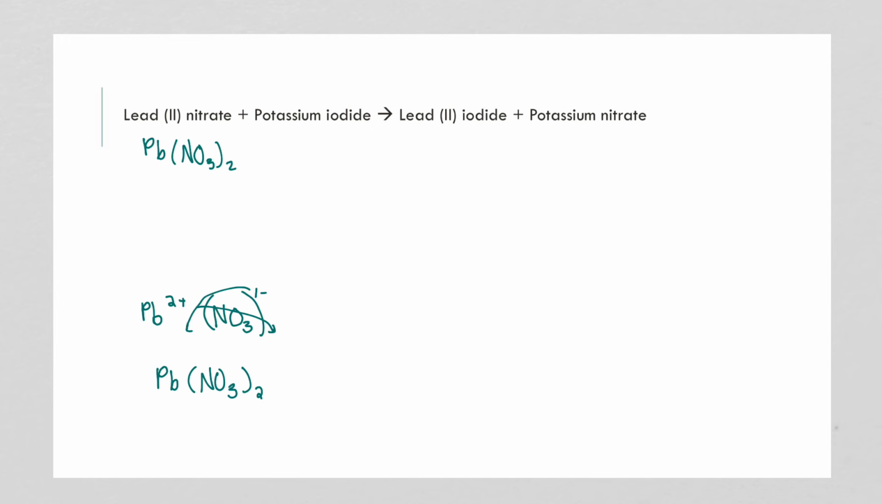And then potassium iodide. Potassium has a charge of 1, and iodide has a charge of -1, so it's just KI. And that makes lead 2 iodide. We know lead has a charge of 2. Iodine, we know, has a charge of -1 because it's in the halogen column. We cross over. So this is going to be PbI2.